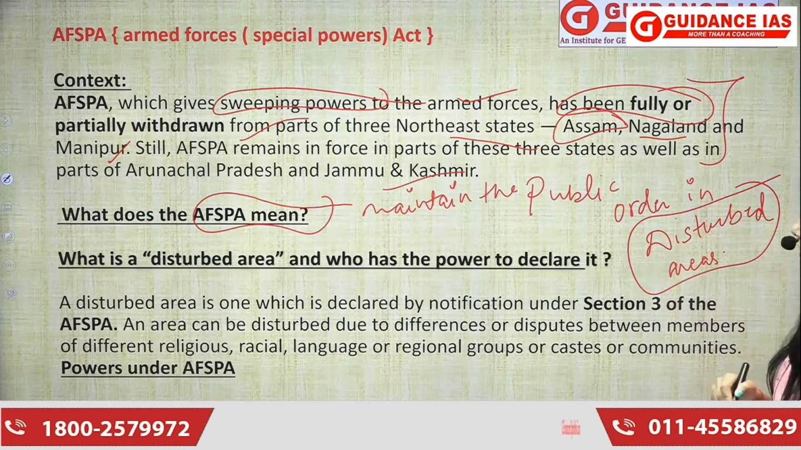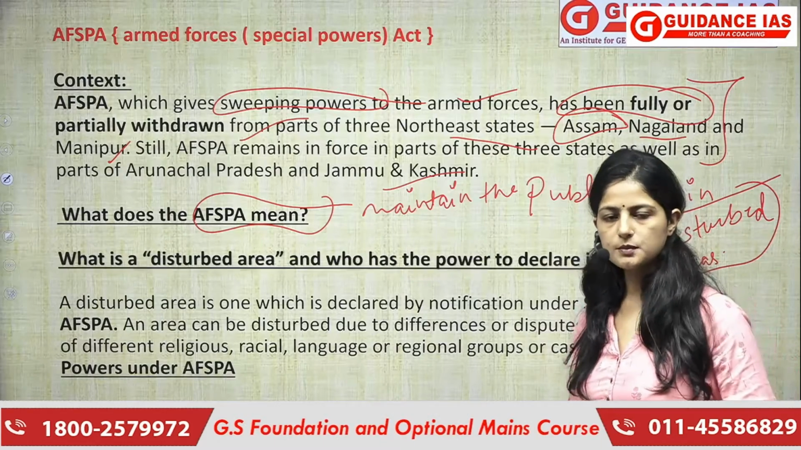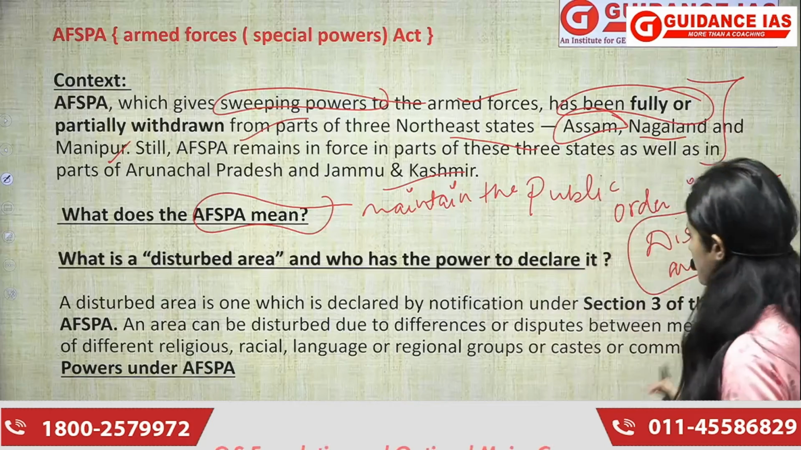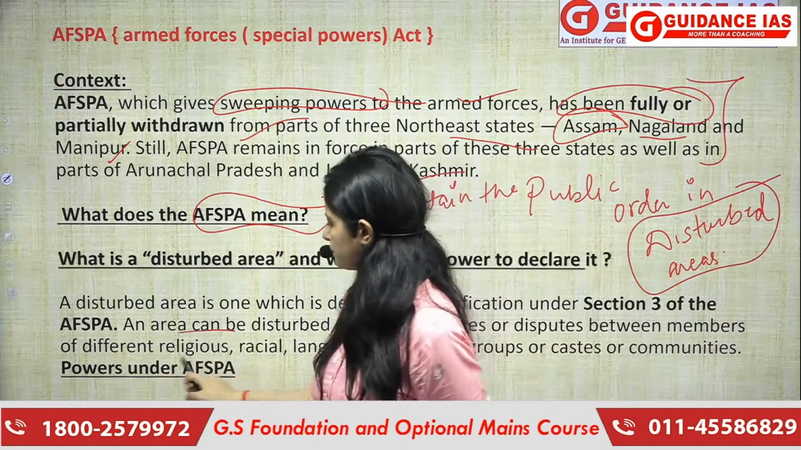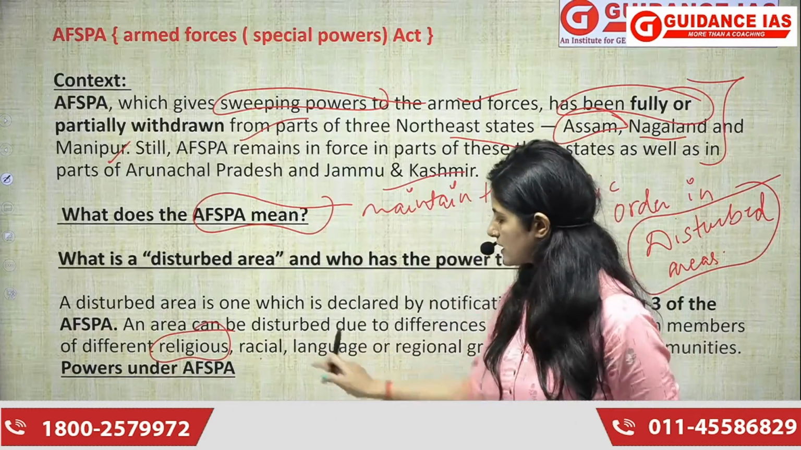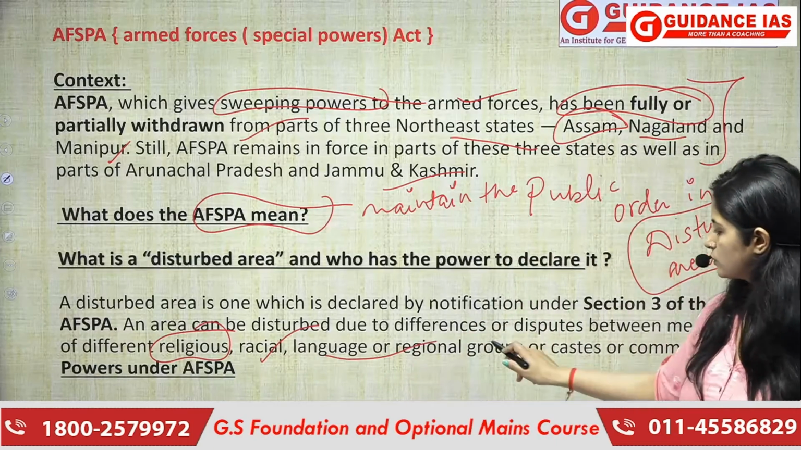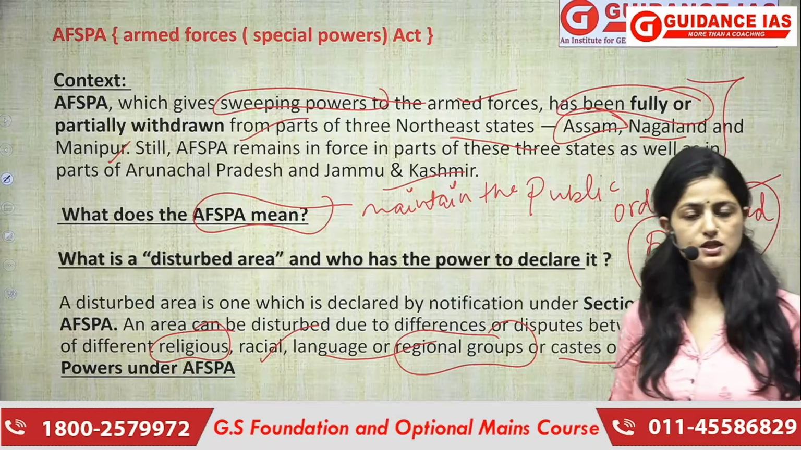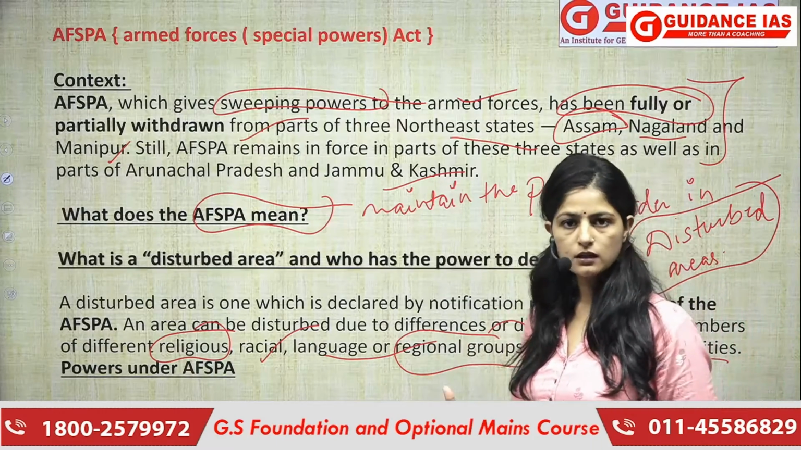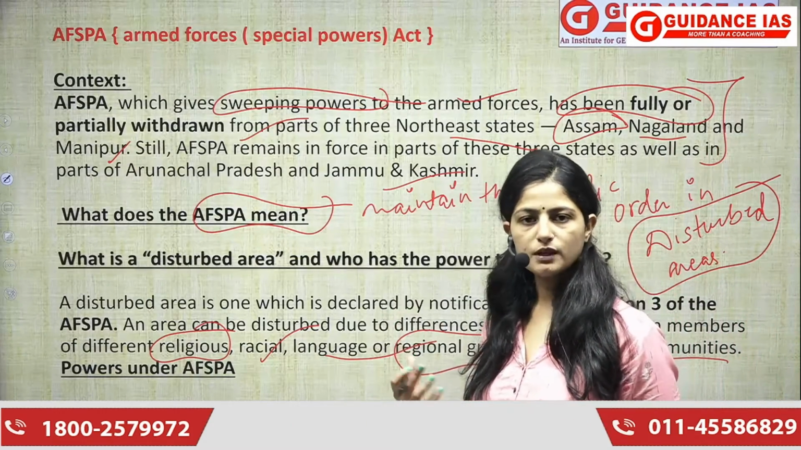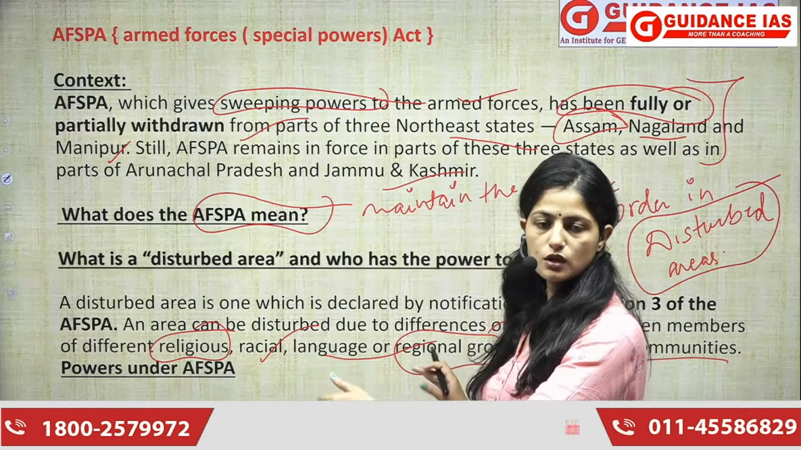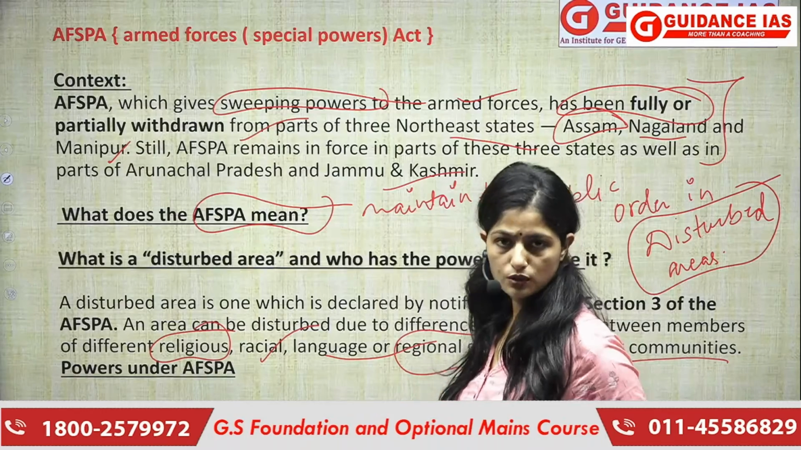So disturbed area, कोई भी area disturb हो सकता है because of various reasons. Those reasons could be religious clashes or racial clashes or language clashes, or the regional groups में कोई clash हो रहा हो, caste and communities के basis पर कोई clashes चल रहा हो in a particular state or a particular area. So all of these will come under the category of disturbed areas, and these are the grounds on which a disturbance or clashes could happen.